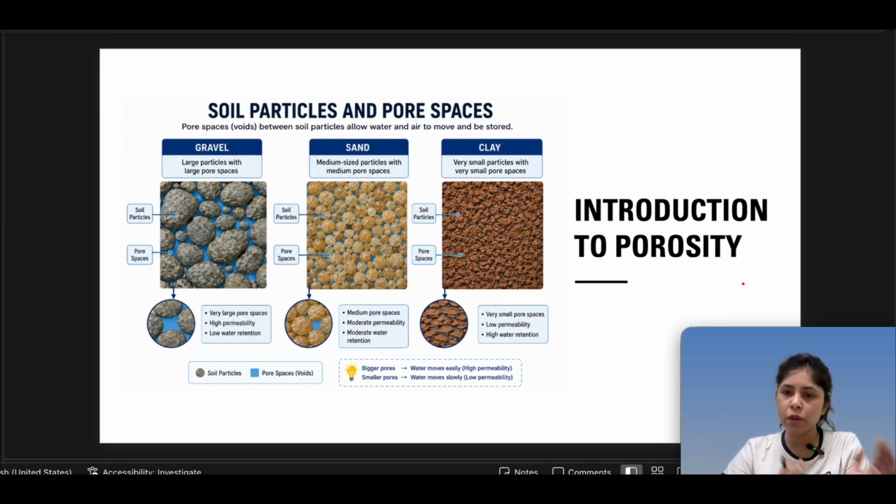And then we come to clay. Clay has very small particles, right? So very small particles, and very small pore size also, and it has very low permeability. We'll be discussing what permeability is. And because of low permeability, the water is not allowed to pass very easily, so water retention is very good in clay. So this is what porosity is. So let's move to the next slide.